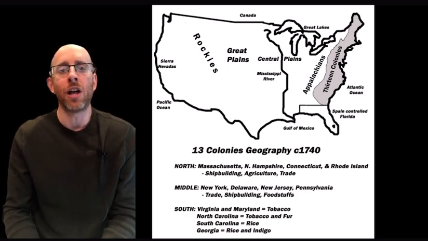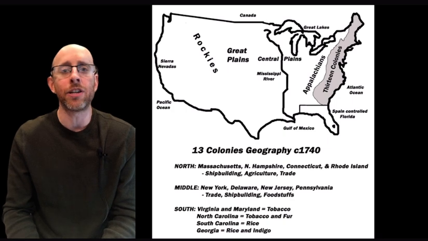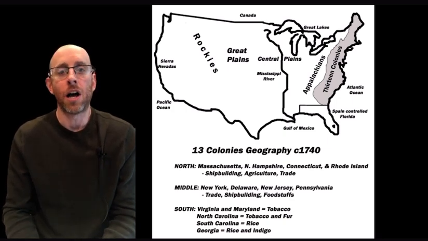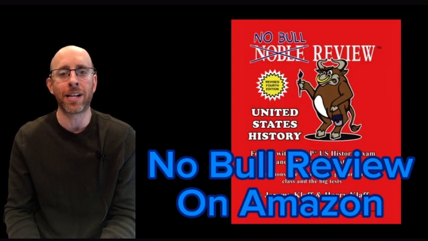In Virginia, you'll have tobacco. And in North Carolina, you'll see tobacco as well as the fur trade. In South Carolina, you'll see rice, and in Georgia, it'll be rice and indigo. Of course, at this time, you're going to see a massive influx in the amount of slave trade that is going over to the southern colonies, and they are going to work those fields. We're not going to see the end of slavery until after the American Civil War.